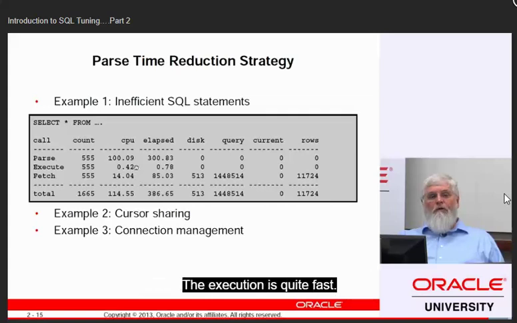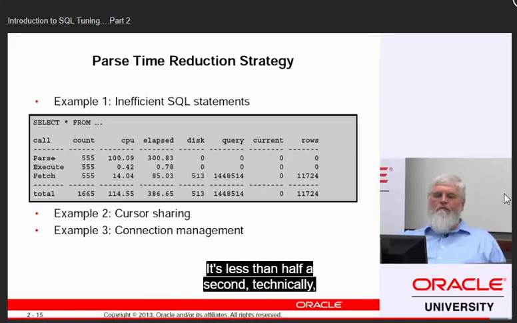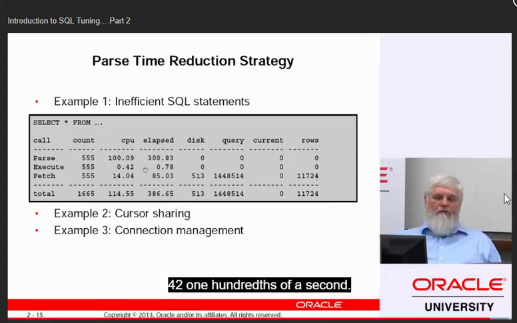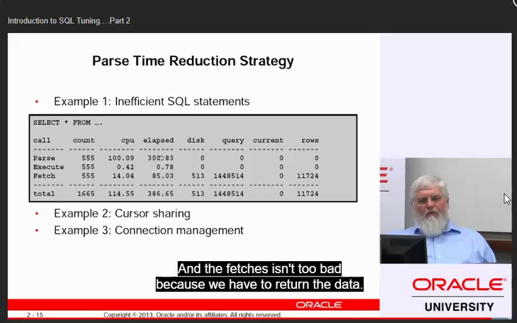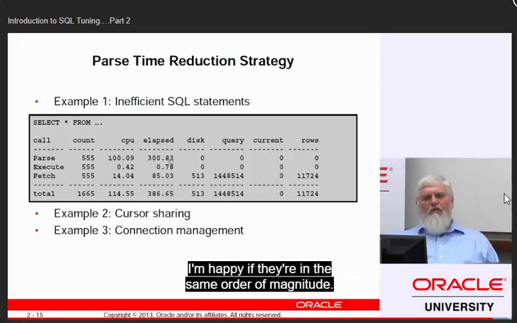We also give you the elapsed time. I'm happy if they're in the same order of magnitude. If it takes 2 or 3 orders of magnitude more time to get the elapsed time than the CPU time, then I wonder: are we CPU bound, or are we wait state bound instead of CPU?